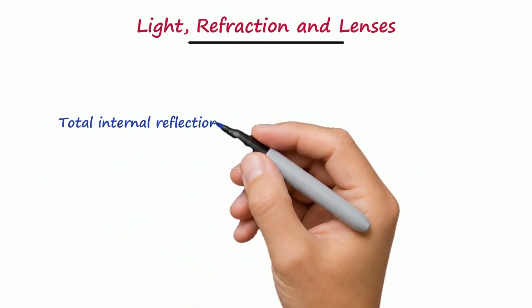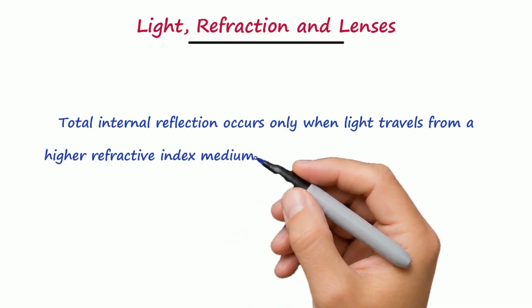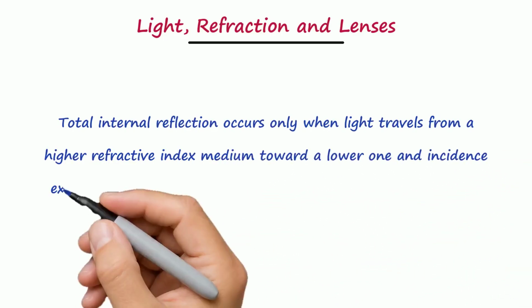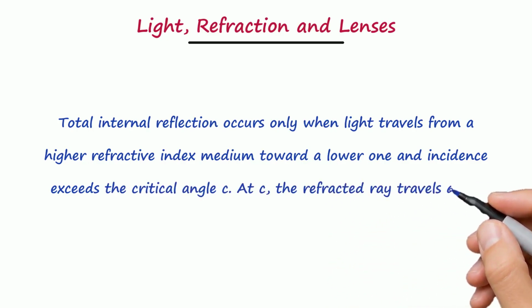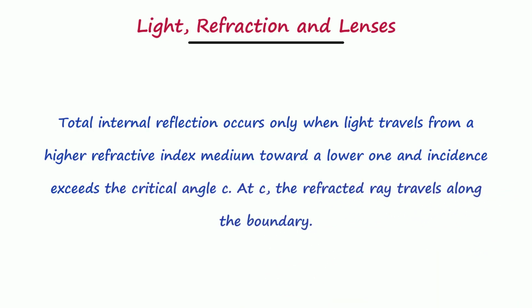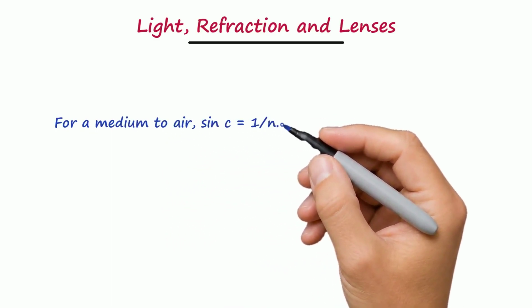Total internal reflection occurs only when light travels from a higher refractive index medium toward a lower one and the angle of incidence exceeds the critical angle C. At C, the refracted ray travels along the boundary. For a medium to air, sin C equals 1 over n.